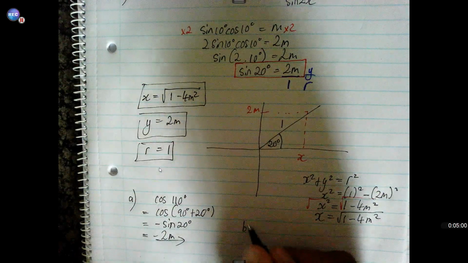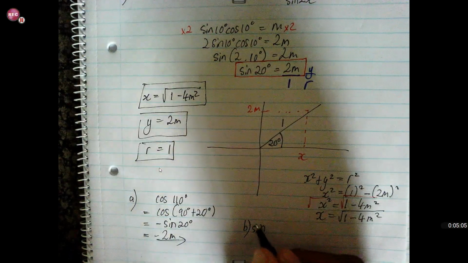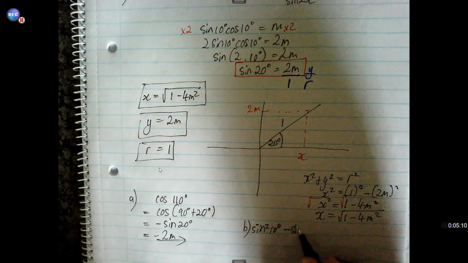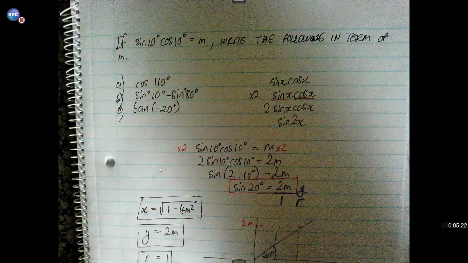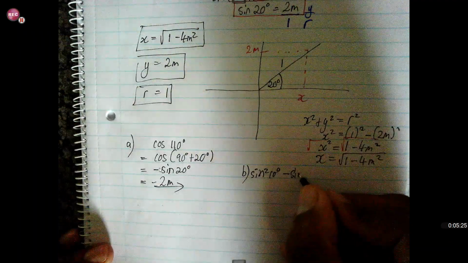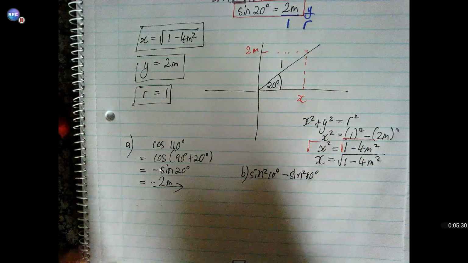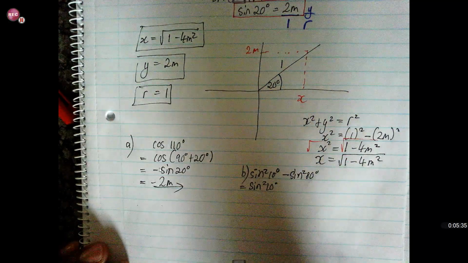And if you have to do B, we know that B is going to be sine squared 10 degrees minus sine, oh, this is squared, sorry, this was supposed to be squared. Where is it? Sine squared 80. So meaning that for B it was supposed to be sine squared as well. So this is sine squared 80 degrees.